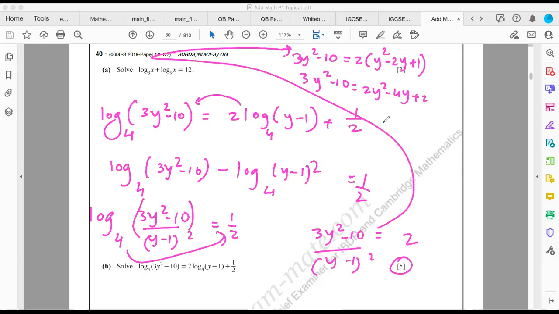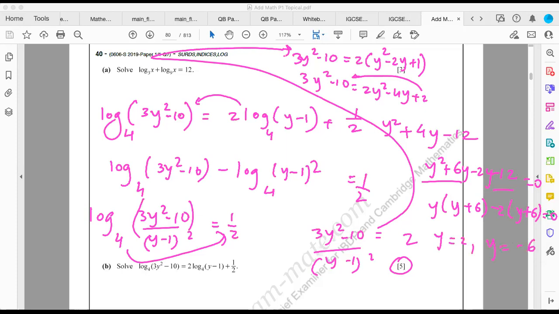Bring everything to one side. So you get y square, bring 4y to the other side, y square plus 4y, and then minus 10 minus 2, so it will become minus 12. So you got the equation y square plus 4y minus 12, and if you factor this out as 6 and negative 2, so you get y square plus 6y minus 2y minus 12 equals to 0. So y plus 6 times y minus 2 equals to 0. You get y is 2 or y is negative 6. This is the answer to this particular question.